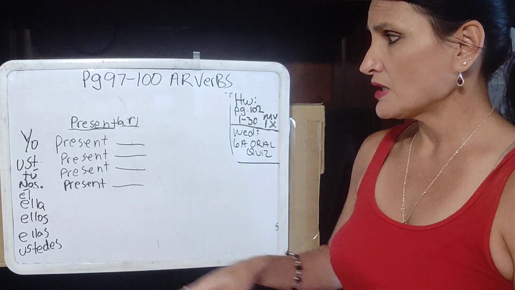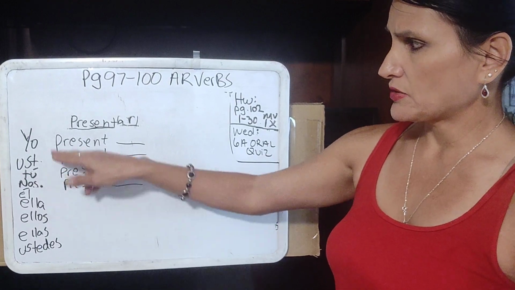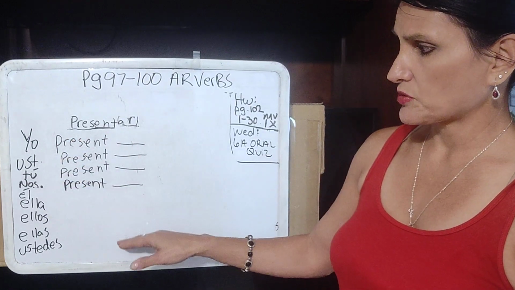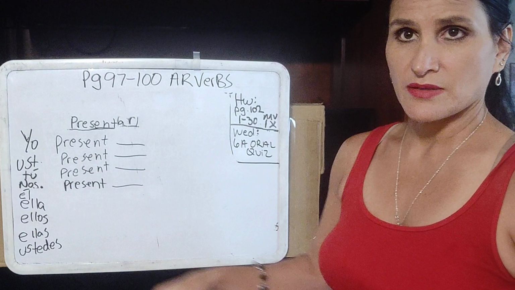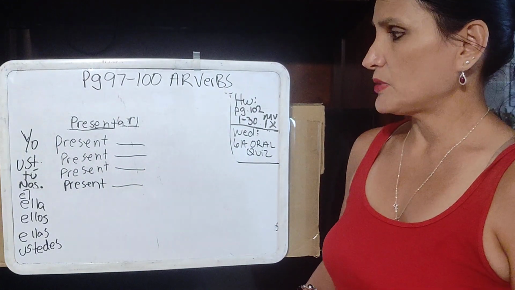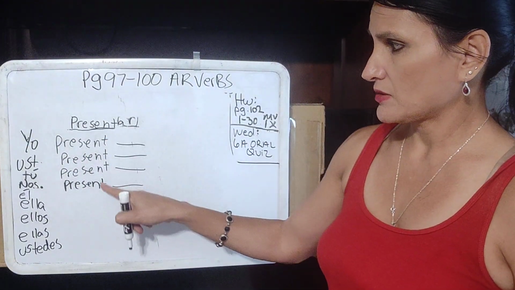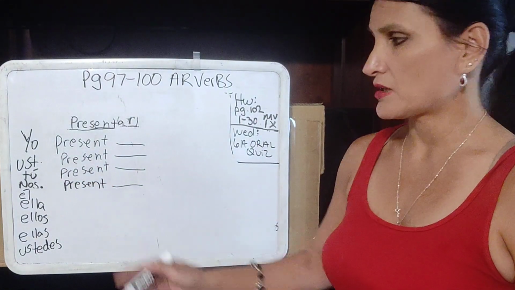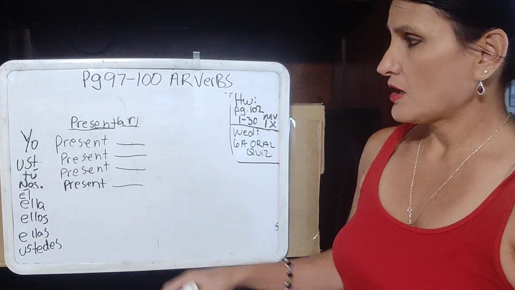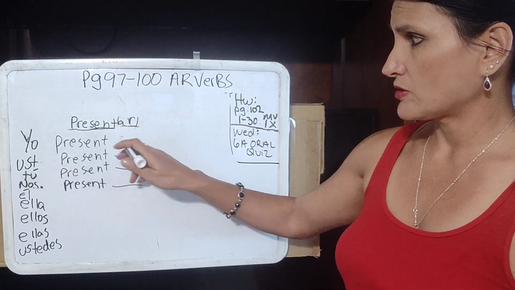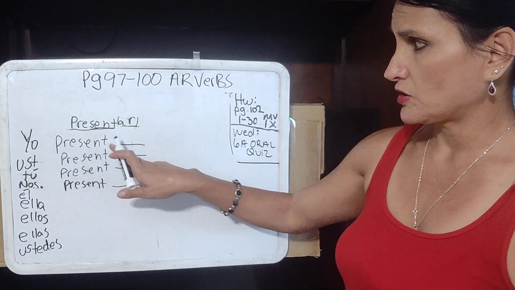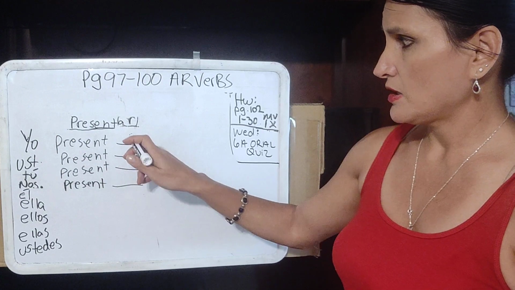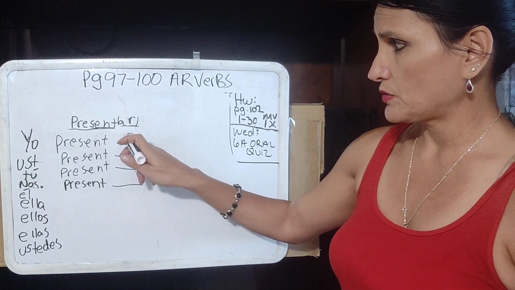Okay. In Spanish, you'll notice that every subject has a different personal ending. Some of the subjects share personal endings, but today we're only going to talk about the one for yo, usted, tú, and nosotros. The next lesson, we'll talk about the rest of them. Okay. The first personal ending is for the subject yo, and the personal ending will end in an o.